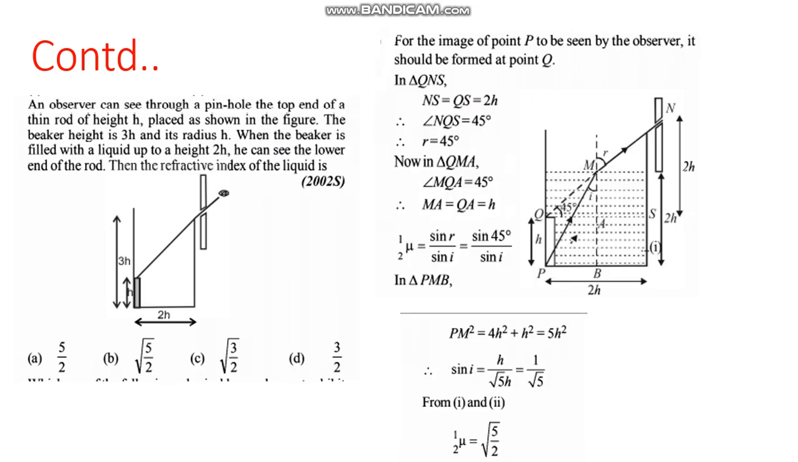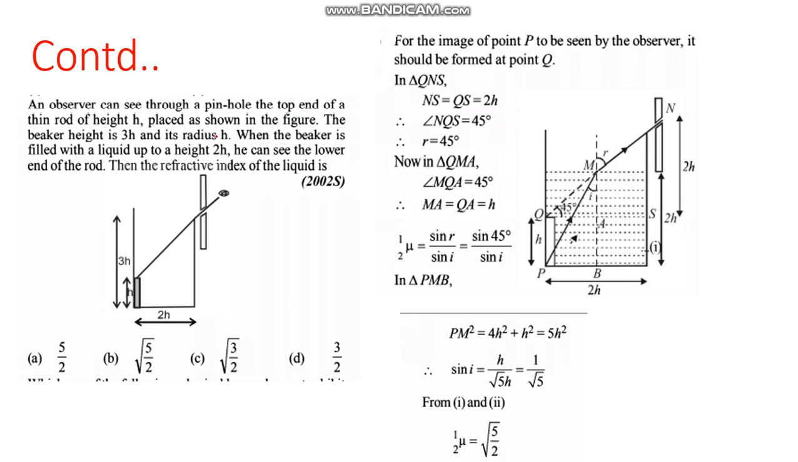An observer can see through a pinhole at the top end of a thin rod of height h placed as shown in the figure. The beaker height is 3h and its radius is h. When the beaker is filled with liquid up to 2h, he can see the lower end of the rod. Then the refractive index of the liquid is? These are all basically geometry based questions.